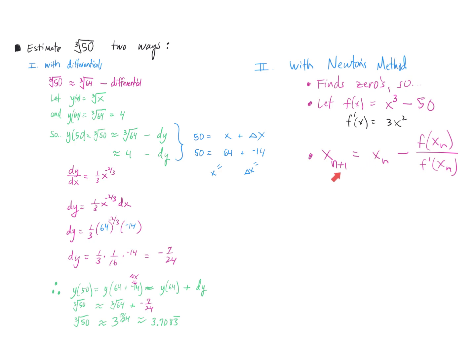So we always need a first guess. What's a reasonable guess for a value of x which will make this equal to 0? Well, 2 cubed is 8, 3 cubed is 27, and 4 cubed is 64. So I think 4 is a pretty good first estimate for what the cube root of 50 is equal to in the context of Newton's method.